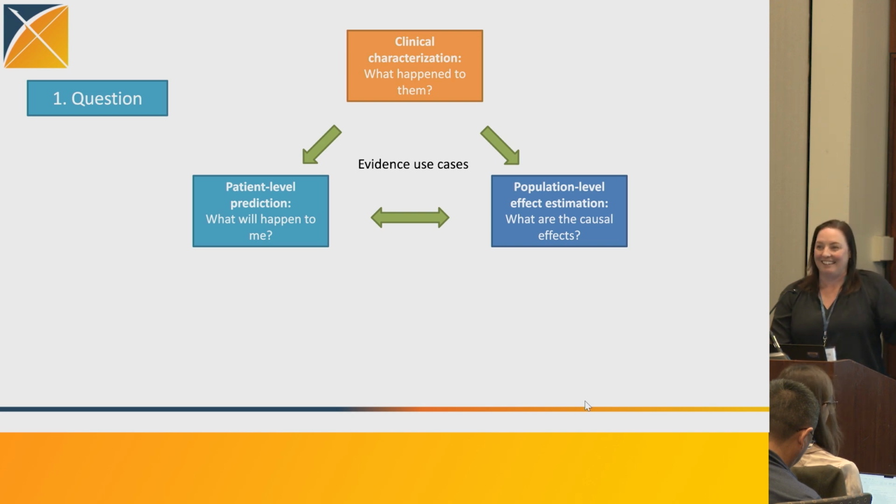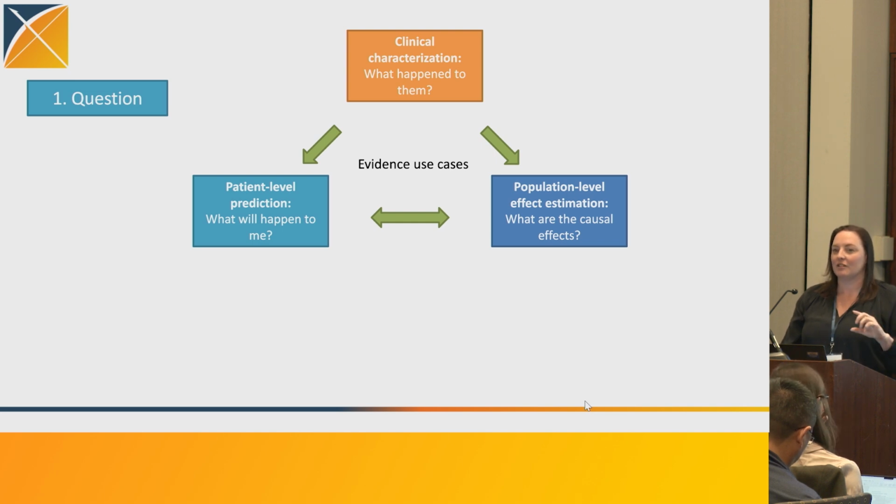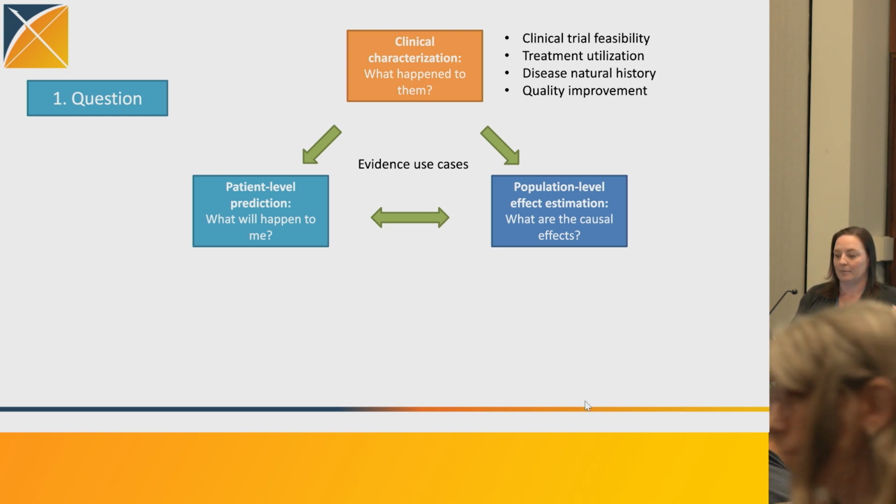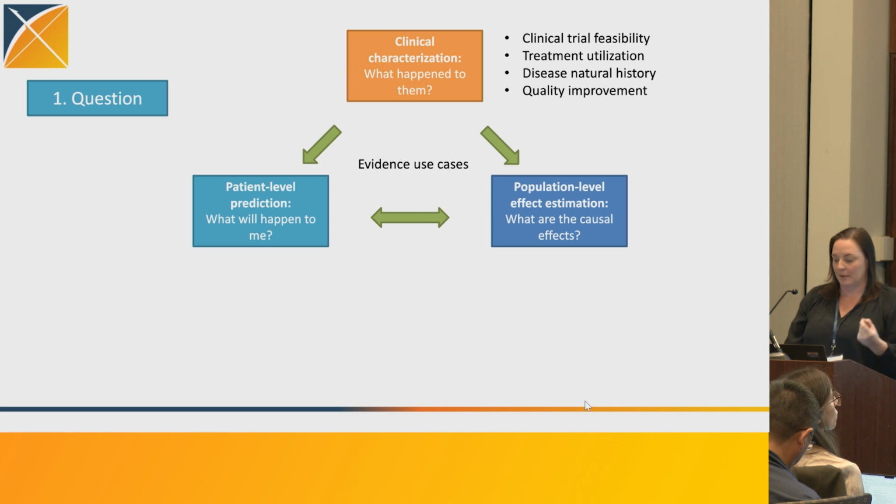In OHDSI, you'll see this diagram very often. There are lots of different questions you can ask, and OHDSI puts them into these big buckets. The first is clinical characterization, and the question you're trying to ask there is what happened to them. So you've got a population, and you want to know what's happening in that population in terms of healthcare utilisation or drug utilisation, or just what is happening. You might want to look at that for different reasons. The motivation might be that I'm wanting to do a clinical trial. Is it feasible?